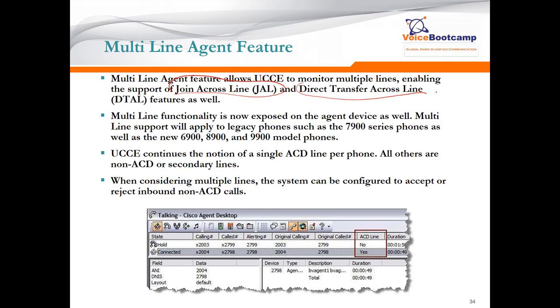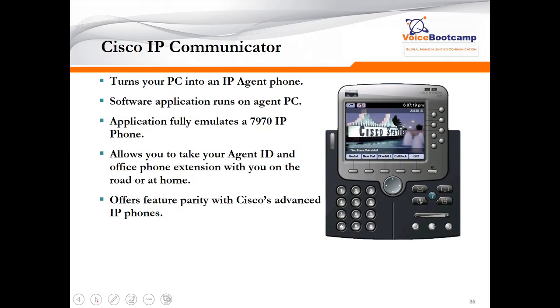Now, multi-line functionality is exposed on the agent device as well, so that when a call comes in, you get to see which line the call is being used on, either ACD line or non-ACD line. The reason why you need to monitor the non-ACD line is that if an agent transferred the call to someone or conferenced someone in, that information about that call should be part of your reporting. So that's one of the reasons the multi-line feature can be used. Now, when multiple lines are being considered, the system can be configured to accept or reject inbound calls on any non-ACD line. Cisco IP Communicator can also be used as an agent phone. Now, obviously, you are probably familiar with IP Communicator, which is an emulation of the 7970, and allows you to take your agent ID and office phone extension with you wherever you go.